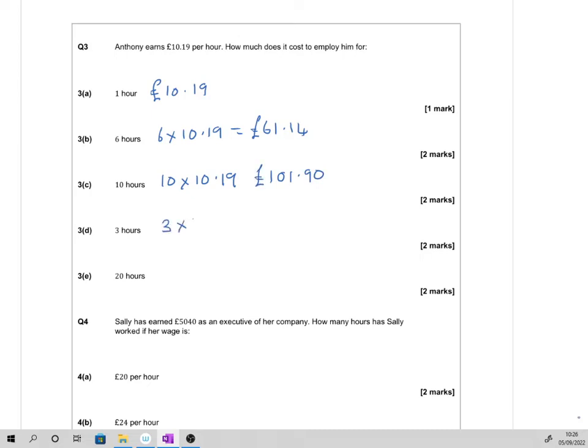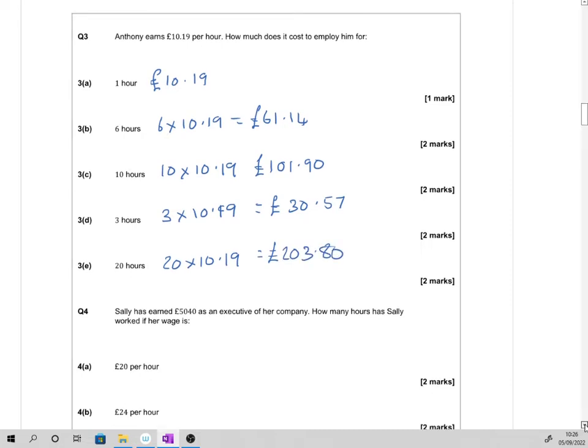3 hours is 3 times £10.19, which is £30.57, and 20 hours times £10.19 is going to be double this one, isn't it? Which is 203.80. So I'm just going to do that anyway. 20 times £10.19 is £203.80. All to do with money.